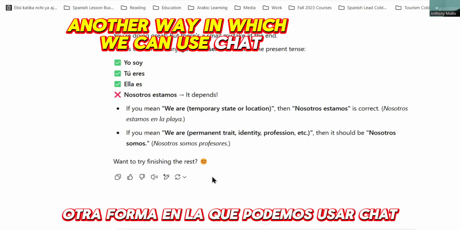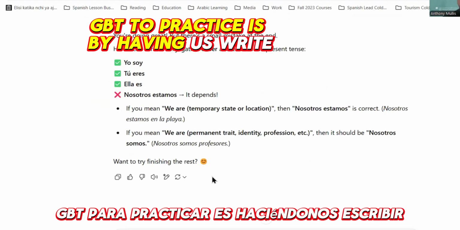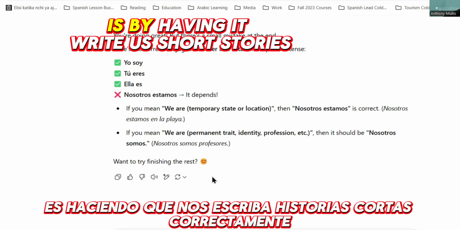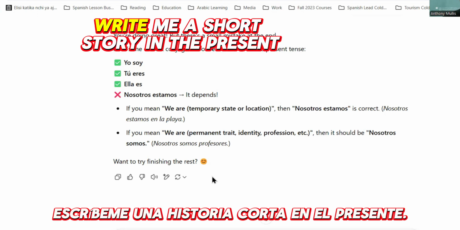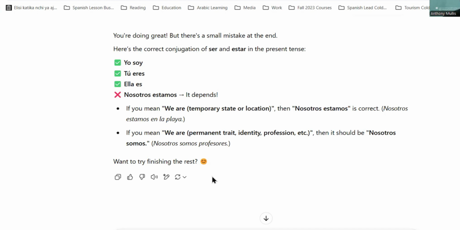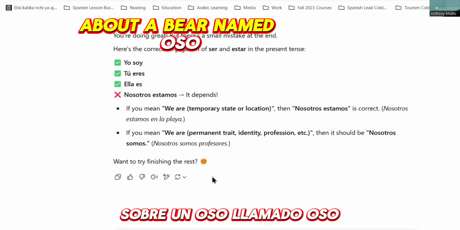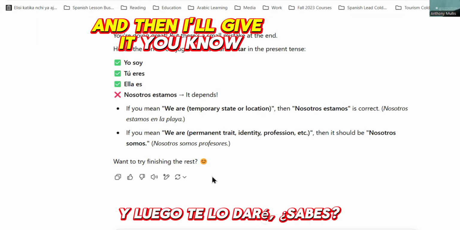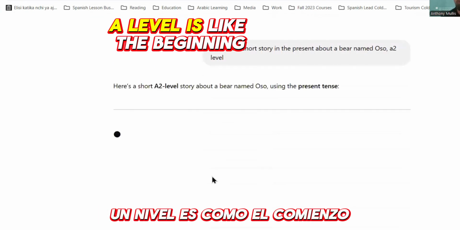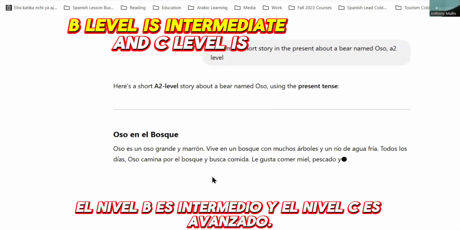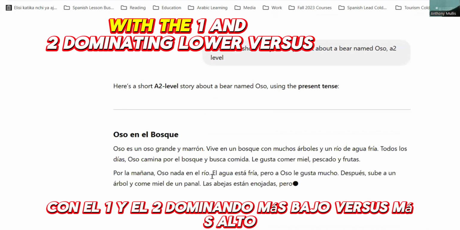Another way in which we can use ChatGPT to practice is by having it write us short stories, right? So I can tell ChatGPT, write me a short story in the present about a bear named Oso. And then I'll give it A2 level, right? Which if you don't know what the levels are, A level is like the beginning, B level is the intermediate, and C level is advanced, with the 1 and 2 denominating lower versus higher.